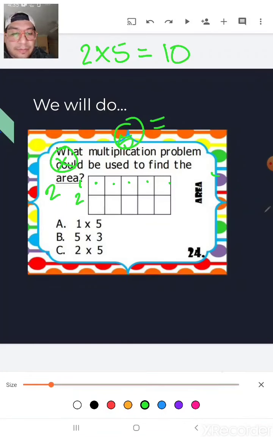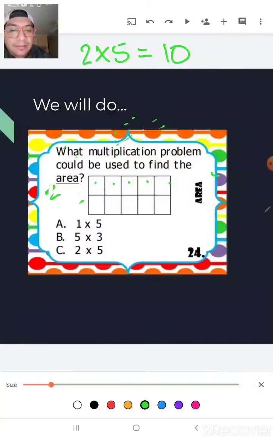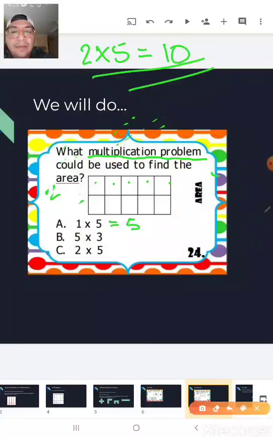Erase this part. Remember what the question asked us. The question said, what is the multiplication fact? That's what we're looking for, a multiplication fact. And our area equals 10. So 1 times 5 equals 5. Next one, 5 times 3 equals 15. And 2 times 5 equals 10.